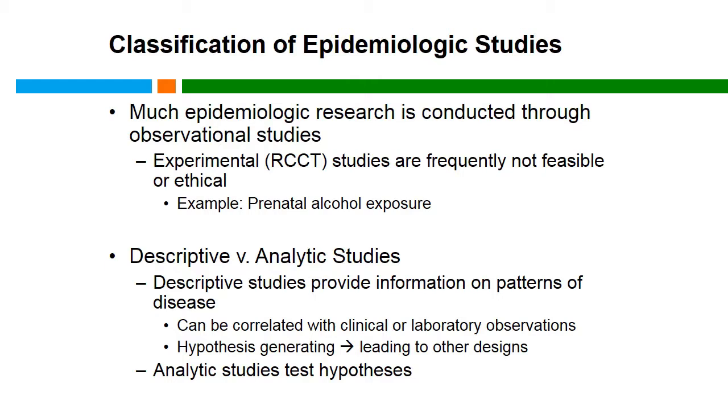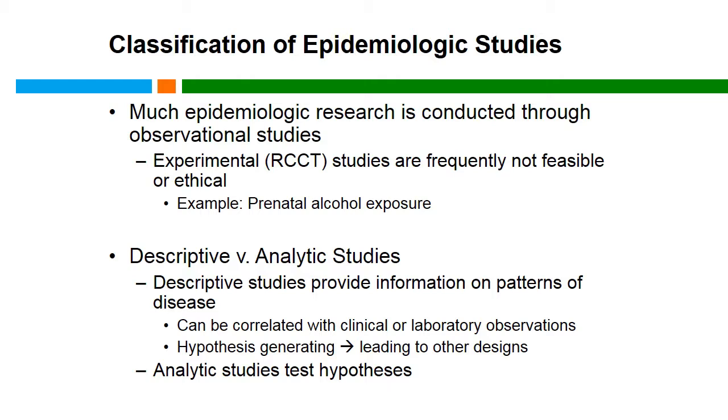So, most epidemiologic research is conducted through observational studies, and that's because frequently experimental designs, randomized clinical trials for example, are not feasible or ethical to conduct in human populations. So, for example, prenatal alcohol exposure, tobacco smoke exposure, these are exposures to toxicants that we can't randomize to an intervention group or an exposure group and study the difference between those that are and aren't exposed. And so we're left with doing observational studies that hopefully lead us to the same results that we would get from a clinical trial.